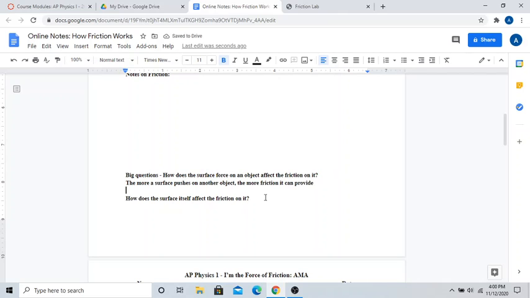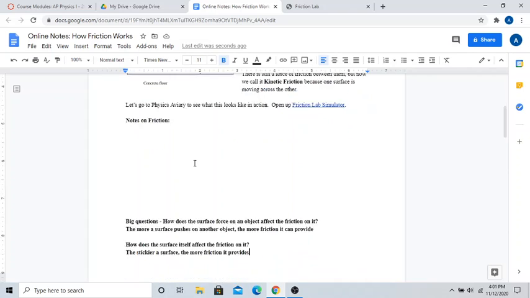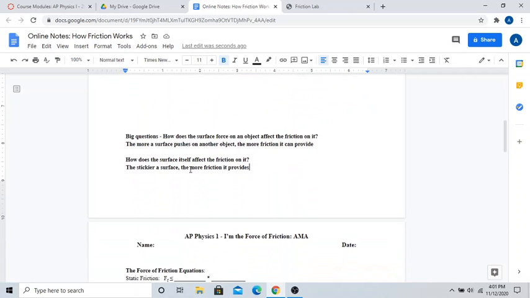And how does the surface itself affect the friction on it? The stickier a surface, the more friction it provides. And whether you say stickier or rougher really doesn't matter, as long as you have an idea that the quality gets stickier. Now, all these general notes are fantastic, but let's pull them together and talk about how they relate to formulas.